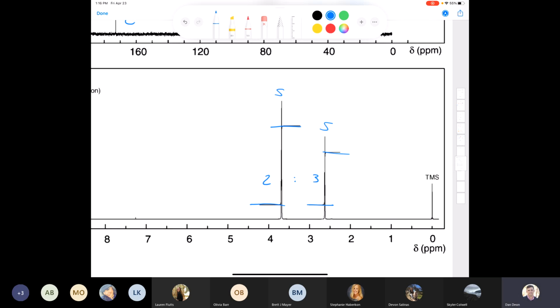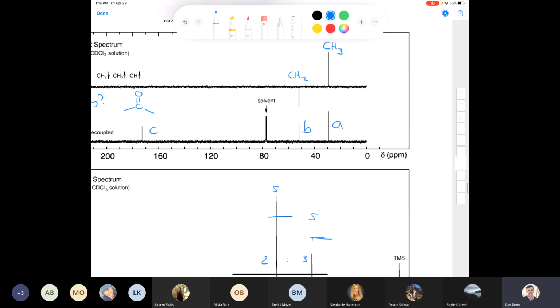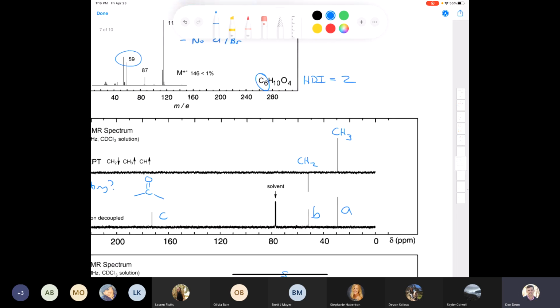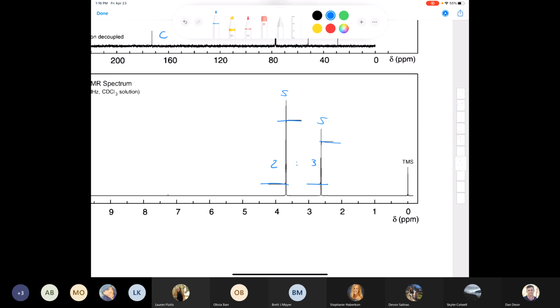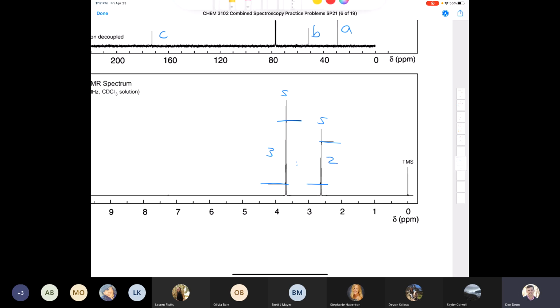Yeah, 2 to 3 ratio. But if you look at the molecular formula, you have a total of 10 protons. Now, 2 plus 3 gives you 5. Did I measure those correctly? No, that's not right. This height is bigger than this one. Nobody stopped me. So this one has a relative height of 3. There we go. And that one has a relative height of 2. That makes a lot more sense, doesn't it?